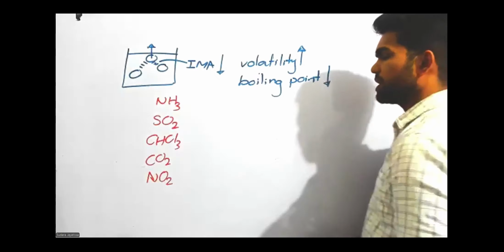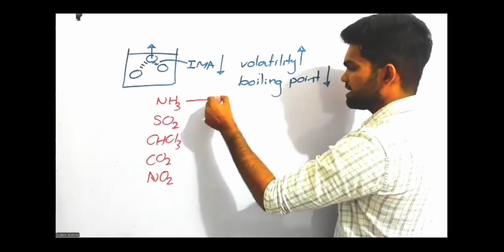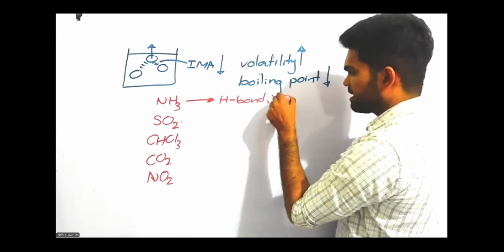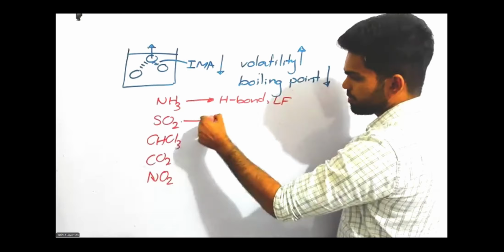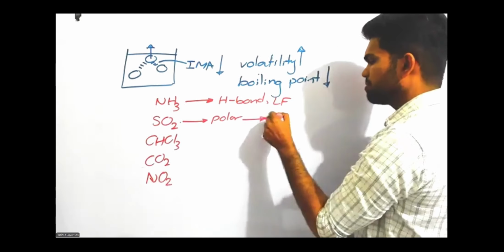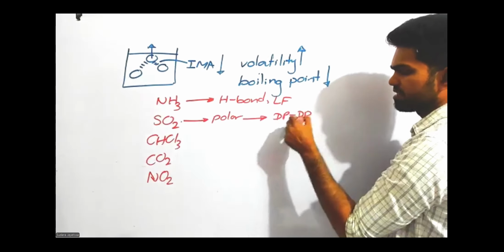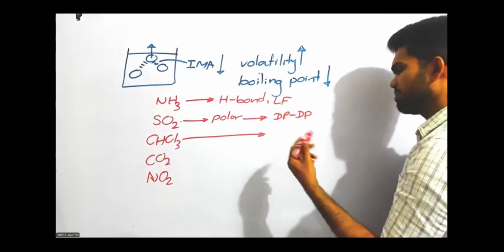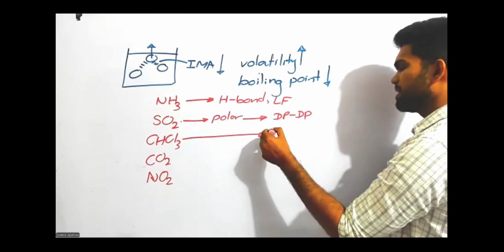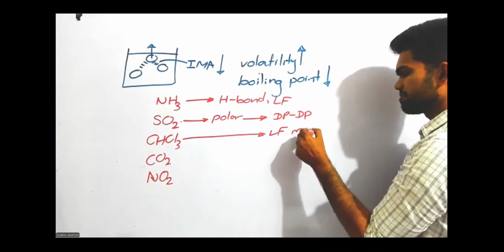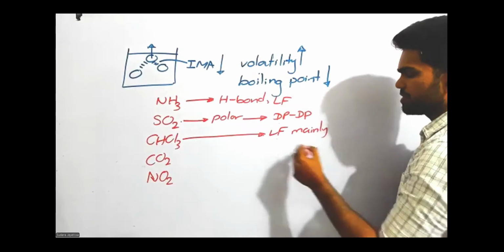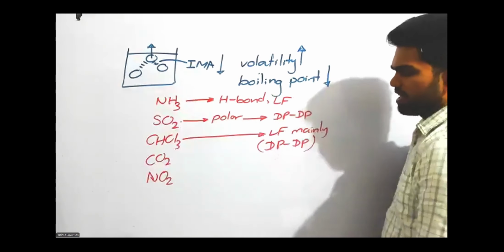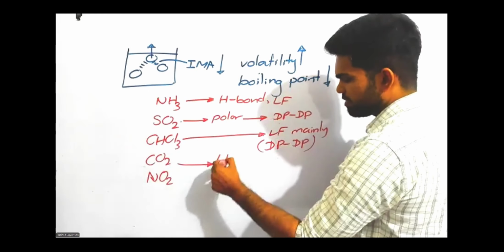Intermolecular attractions, okay? So NH3 can form hydrogen bonds and London forces. SO2 is a polar molecule, so it will form dipole-dipole interactions. CH3Cl we can say is polar or non-polar, but anyway, mainly it will form London forces. It can form dipole-dipole also, right? And CO2, you have London forces only.